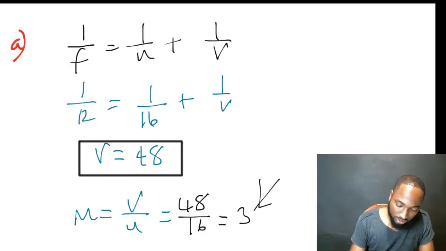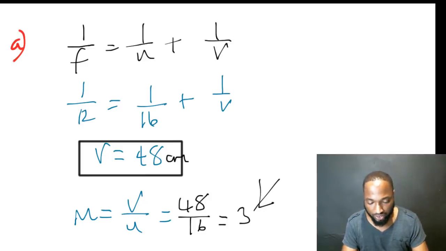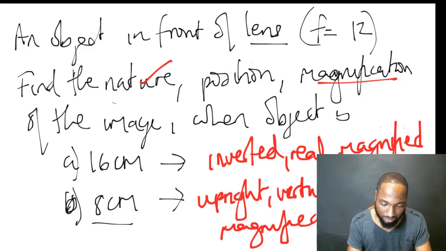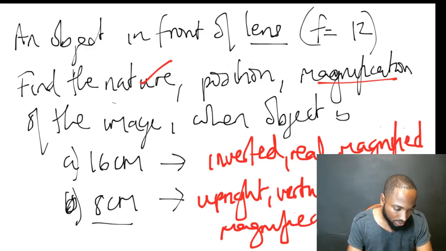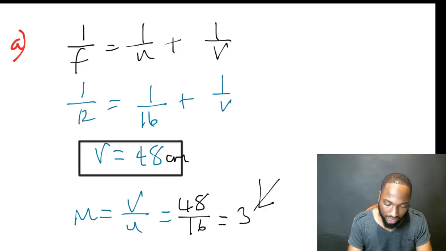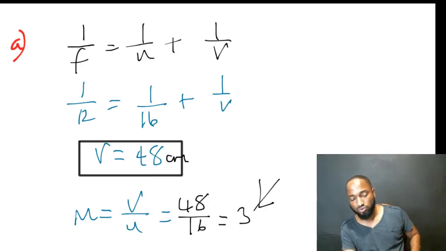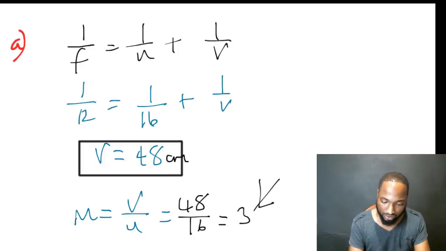Magnification has no units, but this one has units, so per centimeters here, whatever they're telling you. This one is using the same concept, and you will get 3 for that one too. You're going to use the same concept for that one.